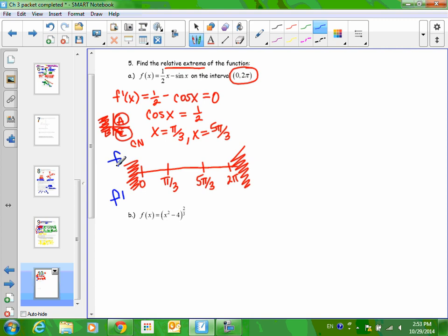So what would be something good to test between 0 and pi over 3? Pi over 3 is 60 degrees, so give me maybe something less. Pi over 4 or pi over 6 either. So you could do it either way. Now I'm going to go off to the side here and do pi over 6. What is cosine of pi over 6?